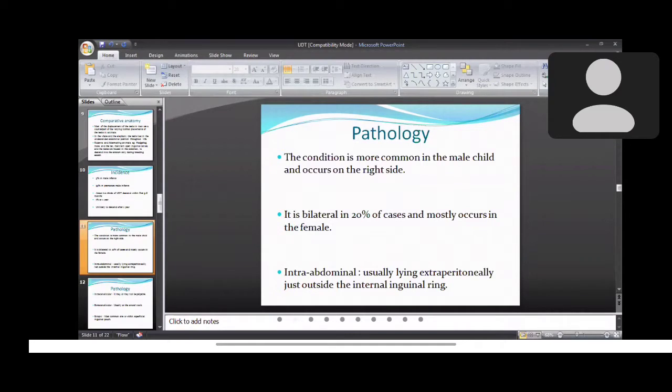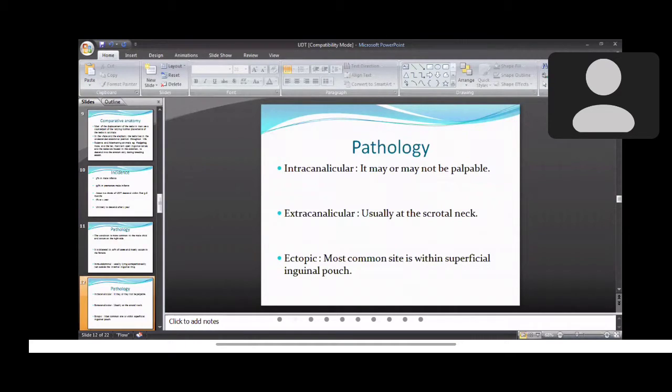Pathology: the condition is more common in the male child and occurs on the right side. It is bilateral in 20% of the cases. Intra-abdominal, usually lying extraperitoneally, just outside the internal inguinal ring. Intracanalicular, it may or may not be palpable. Extracanalicular, usually at the scrotal neck. Ectopic, most common site is within the superficial inguinal pouch.